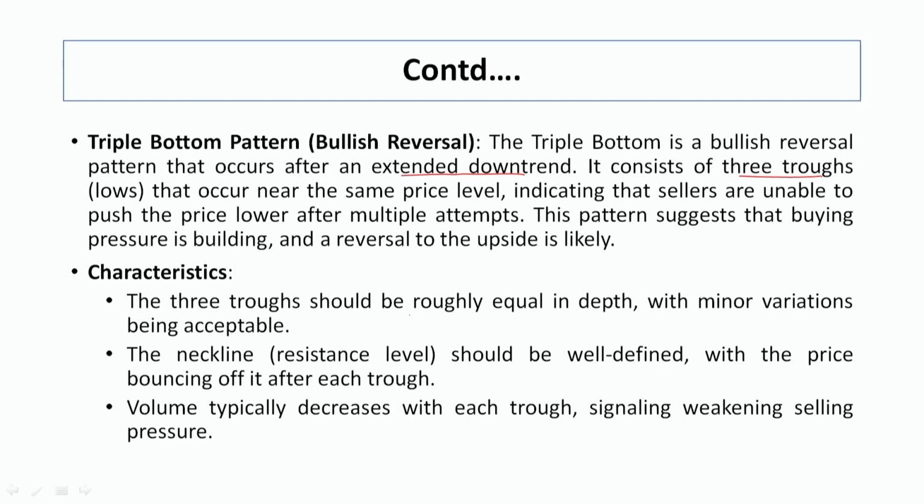Characteristics: the three troughs should be roughly equal in depth, and minor variation is acceptable. The neckline should be well defined, with the price bouncing off after each trough. Volume typically decreases with each trough, signaling weakening selling pressure. That means the pressure of selling is going down and down, so the market will revert back and the prices will move upward.